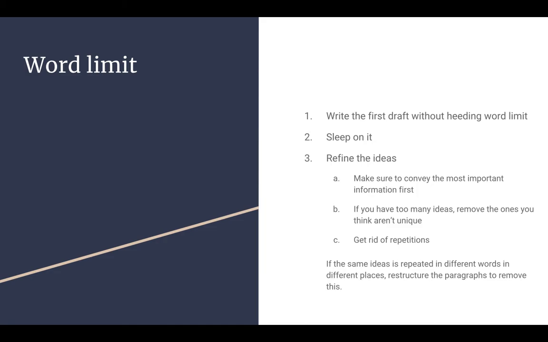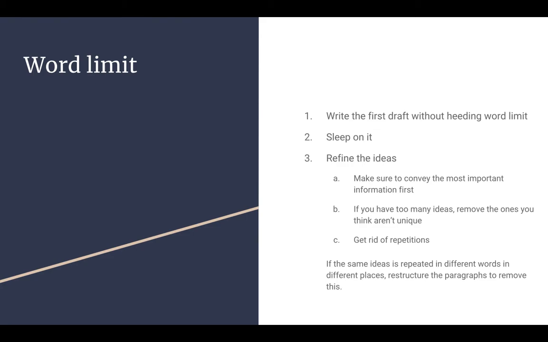Sometimes you might have ideas that are repetitive, or you have a lot of great ideas, and some of them may not be very unique to your application process. So you could get rid of them, and you want to make sure that you convey the most important idea first. So if you have two key learnings from the application process, one of them is more meaningful to you and it's going to actually change something you're going to do, and the other is something you're also going to do something about during college, but it's not as important.